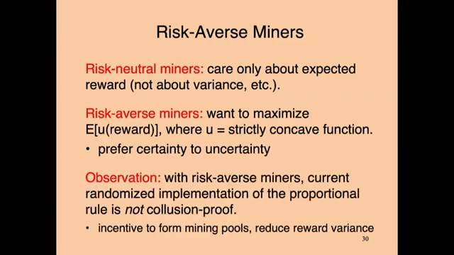So observation is that if we actually relax our assumption of risk neutral and allow miners to be risk averse, our uniqueness theorem kind of turns into an impossibility theorem a little bit, in the sense that the proportional rule, which was always satisfying everything we wanted to, no longer satisfies one of the axioms, no longer satisfies collusion-proofness, or at least the sort of standard randomized implementation of the proportional rule where you take a single sample from the hash rate distribution, that does not satisfy collusion-proofness with risk-averse miners. Why? Because there's an incentive to form mining pools to keep their expected rewards the same while lowering the variance. That's going to raise their expected utility, so they will be incentivized to form those pools.